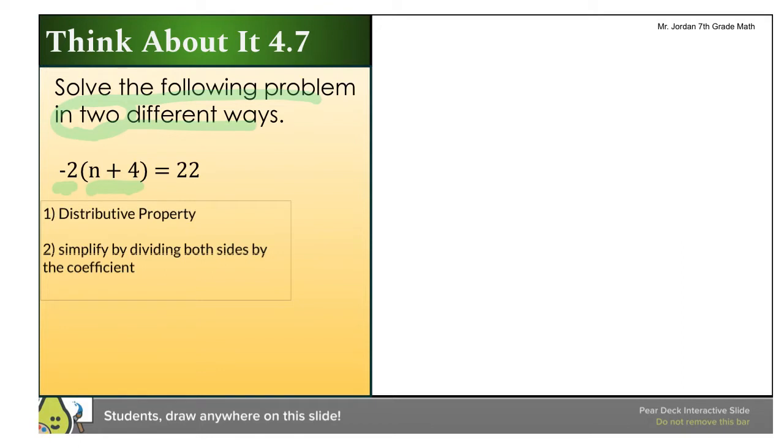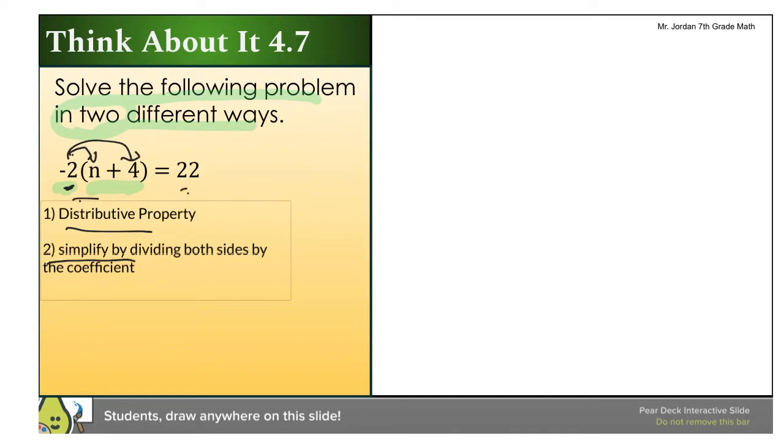The first method is using the distributive property, which says we take the number on the outside, the coefficient, and multiply it by each of the terms inside the parentheses. So we're expanding it, and then we solve. The second one is to simplify by dividing both sides by the coefficient. The coefficient is minus 2, so we would divide this side and this side by minus 2.